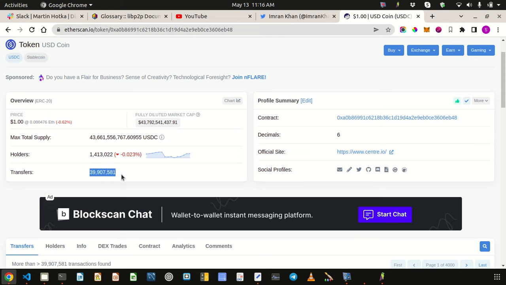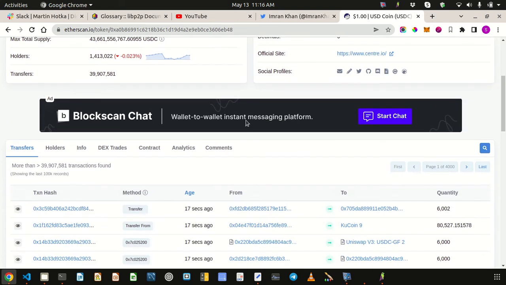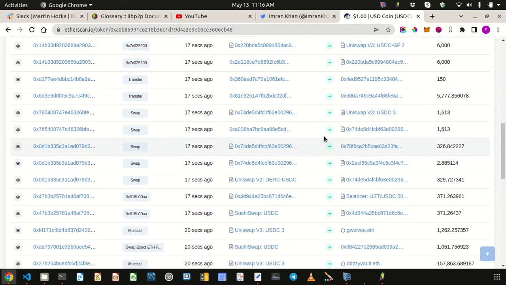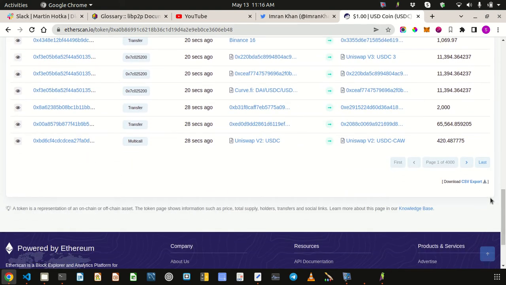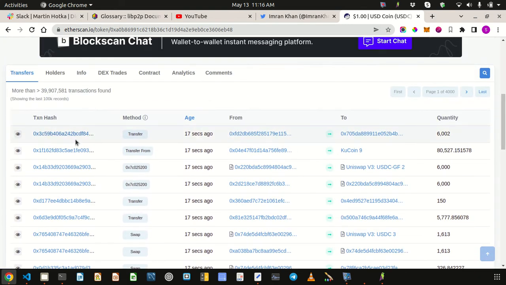And this is the total number of transactions that have been executed, roughly 39 million or 40 million transactions. Then there's a list of all the transactions that have been executed on the smart contract. You can see that there are 4,000 pages of transactions, and these are the most recent transactions executed on this smart contract, only 17 seconds ago. That many USDC tokens were transferred from this address to this address, and you can get more information about a transaction by clicking on it.